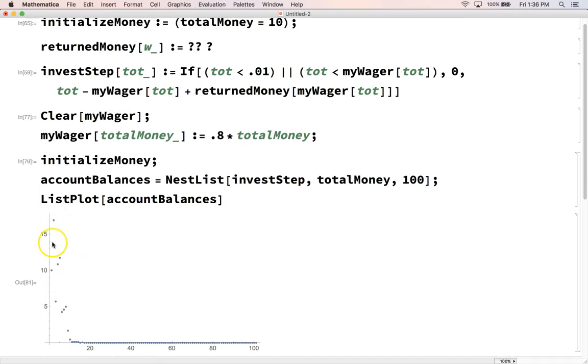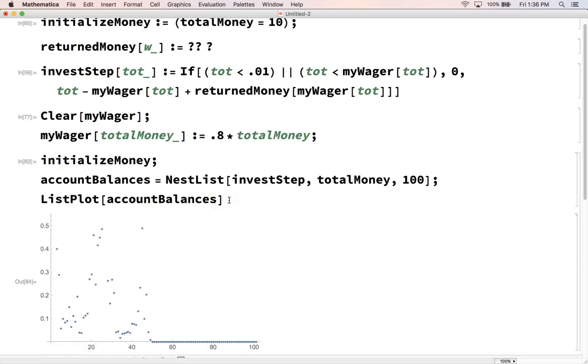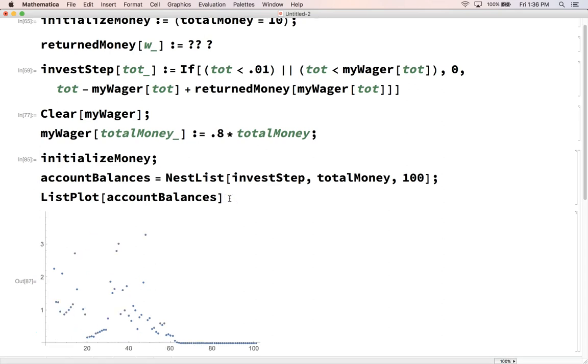So you can see that investing 80% of the money got up a little bit, but then eventually it went down to 0. I run it again, eventually it went down to 0. Run it again, eventually it went down to 0.